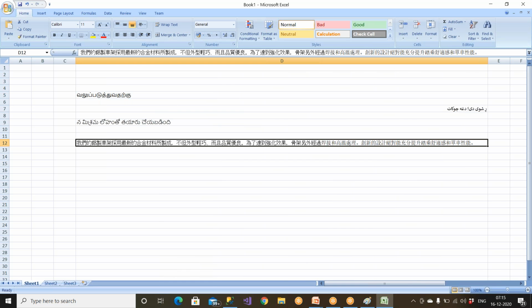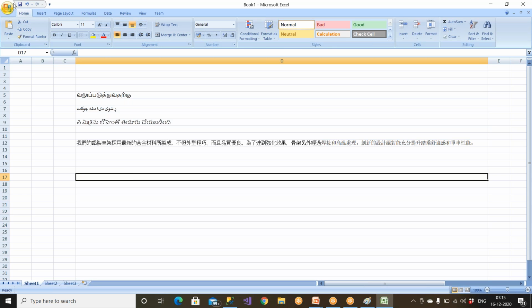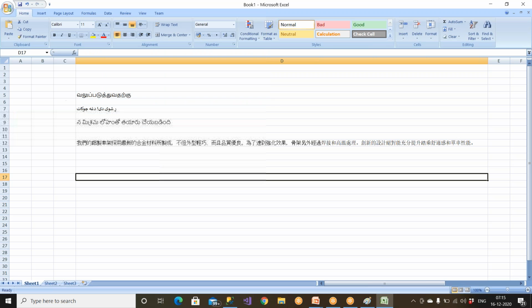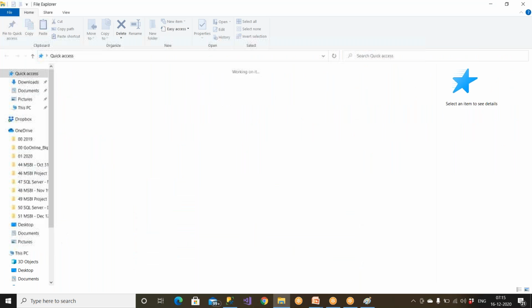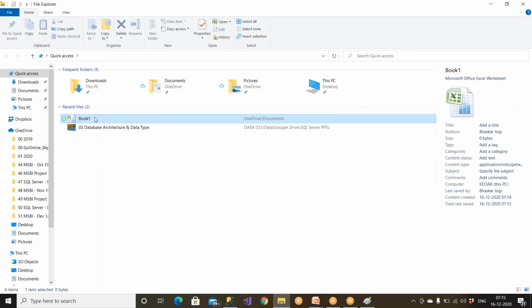Clear? So I have stored different data here. Now I wanted to save this file. Can I save this or not? Let me save it. I say this is book one. I have saved it. Let me close and open book one again. Where is book one? It is stored somewhere. Let me open it.